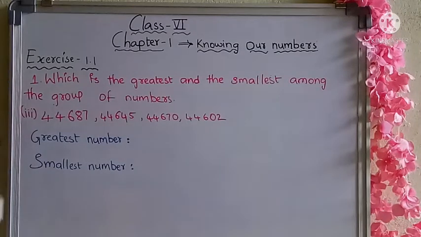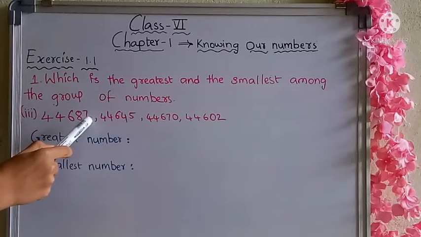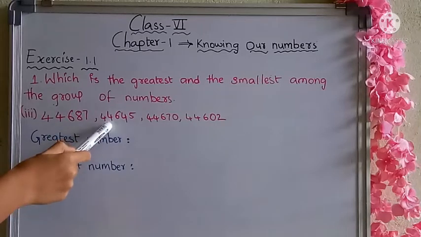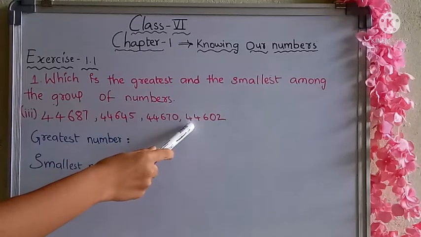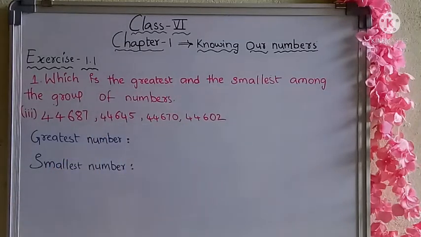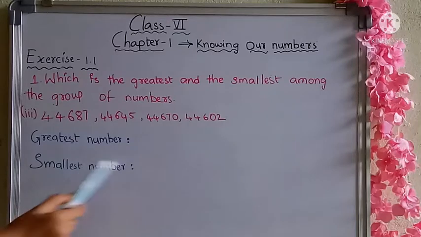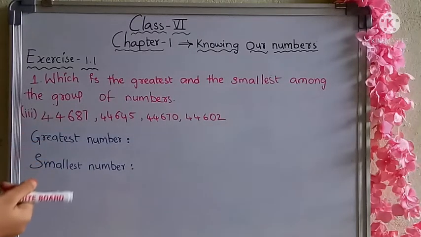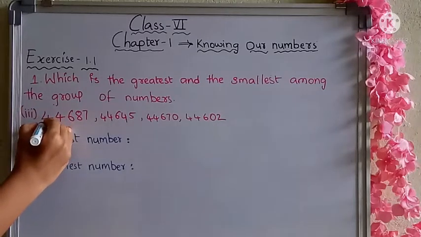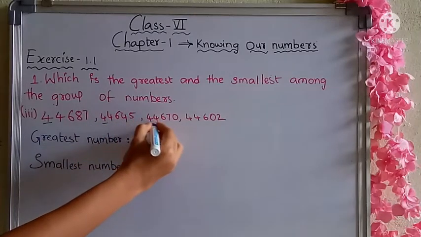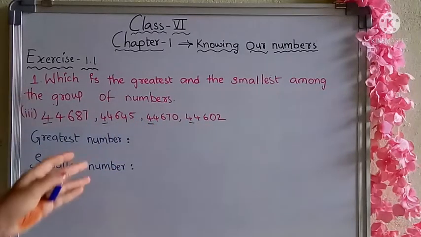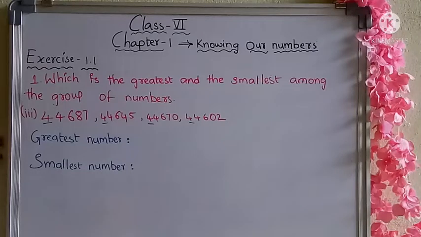Now, from the first question, the third group of numbers is 44,687, 44,645, 44,670, 44,602. So now we have to say which is the greatest and smallest number among this group. So to find the greatest number, we have to go through the 10,000s place. So in the 10,000s place, it's 4, 4, 4 and 4. By seeing this, we cannot prove which is greater or smaller.